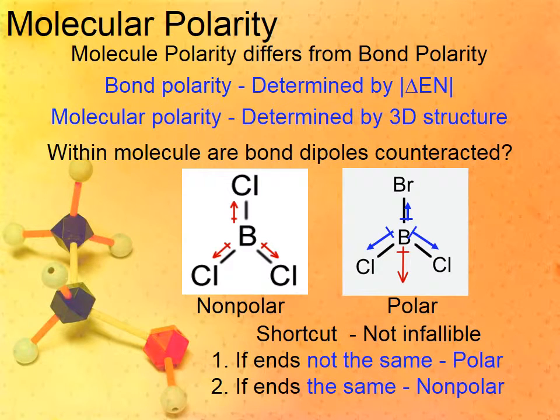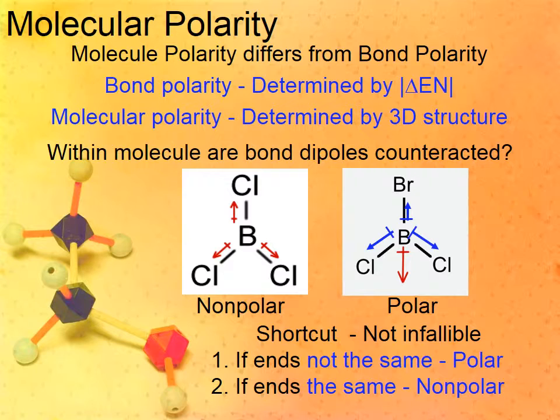As a shortcut to determining the polarity, which is not infallible, you have to be concerned about a few things, which we will talk about. In general, if the ends of the structure are not the same, the molecule is polar. If the ends of the structure are the same, then the molecule is nonpolar. So, for example, look at the 2 structures here. In the case of the first example, the boron trichloride, the chlorine atoms, the extremities of the structure are the same, and as you can see, the molecule is nonpolar.